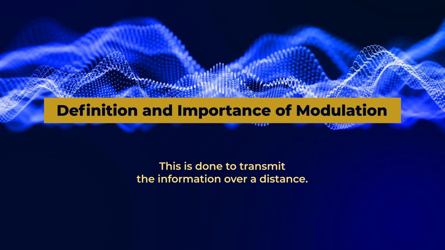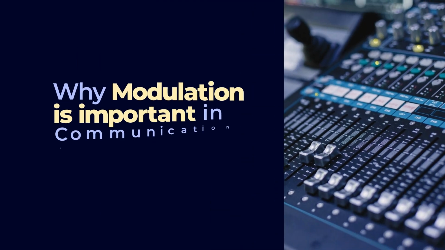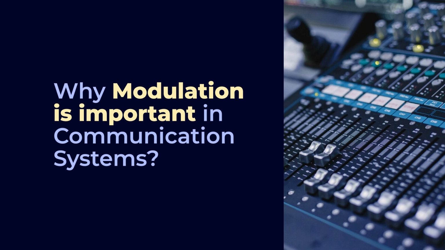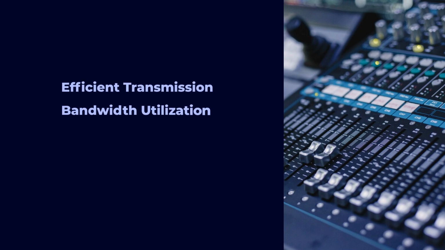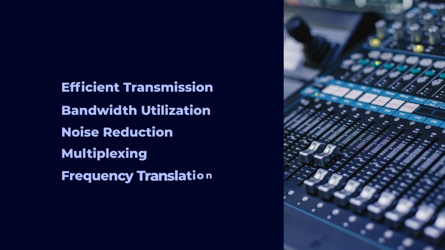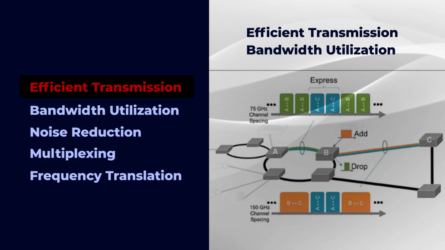But the question is, why is the modulation process important in a communication system? There are several key reasons. The first is that efficient transmission is crucial. By modulating a high frequency carrier wave with the information signal, we can efficiently transmit the signal over long distances. High frequency signals can travel longer distances and penetrate obstacles better than low frequency signals.